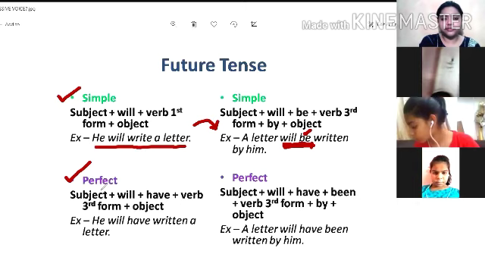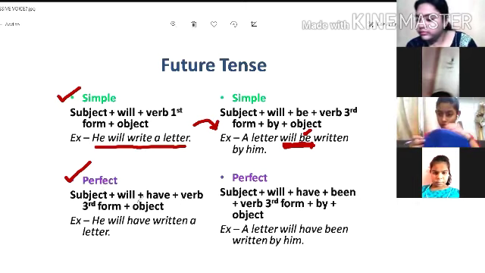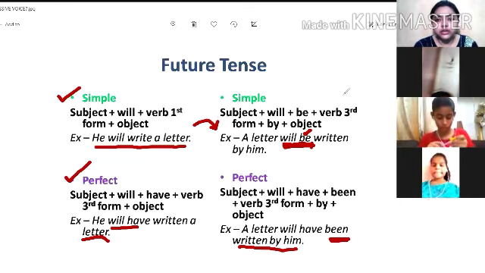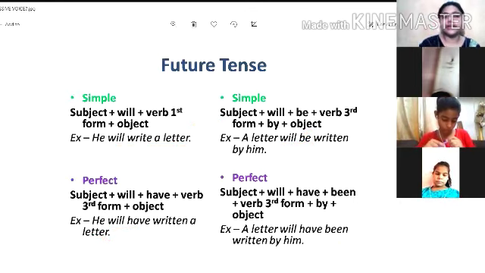And in the future perfect, what we do? Subject plus will have plus verb, third form plus object. He will have written a letter. This is the active voice. So it will change into a letter will have been written by him. Been would remain the same and written by him completes the sentence. So here we finish with these three types.